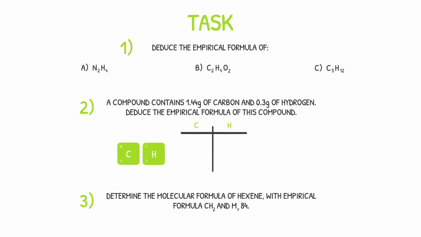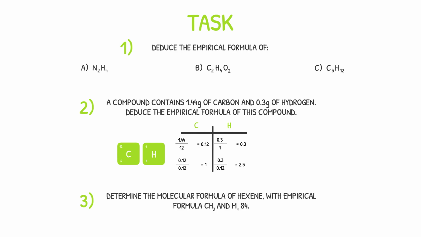So the number of moles of carbon would be calculated by dividing 1.44 by 12, giving you a value of 0.12 mole. And the number of moles of hydrogen would be calculated by dividing 0.3 by 1, giving you a value of 0.3 mole. Next, we divide our values by the smallest value, which in this case is 0.12. So, 0.12 divided by 0.12 is 1, and 0.3 divided by 0.12 is 2.5.